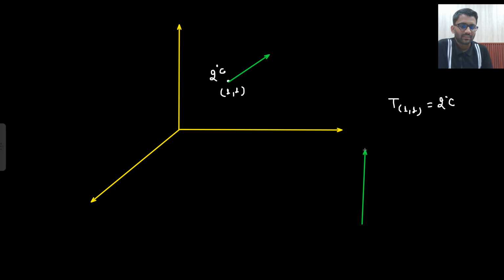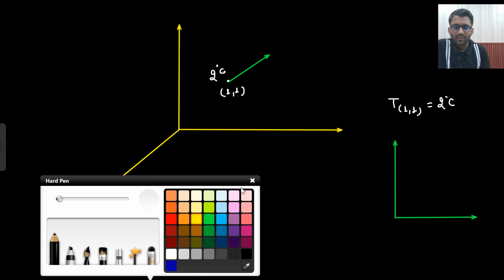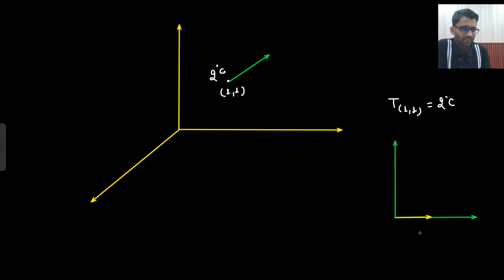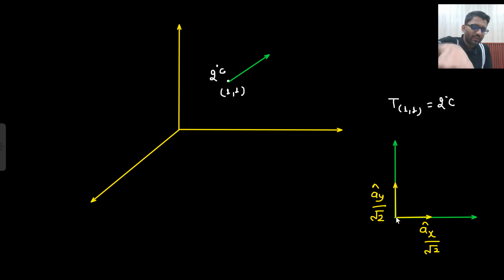Let me explain it. Let's make another coordinate system. Only 2D I am making, okay? Ax cap, ay cap. This is your ax cap by root 2, this is what I am assuming, and this is your ay cap by root 2. You are standing at this point. You are being pulled by the same force in the y direction by 1 by root 2 force, and in the x direction by 1 by root 2 force. Where will you go? In the middle.